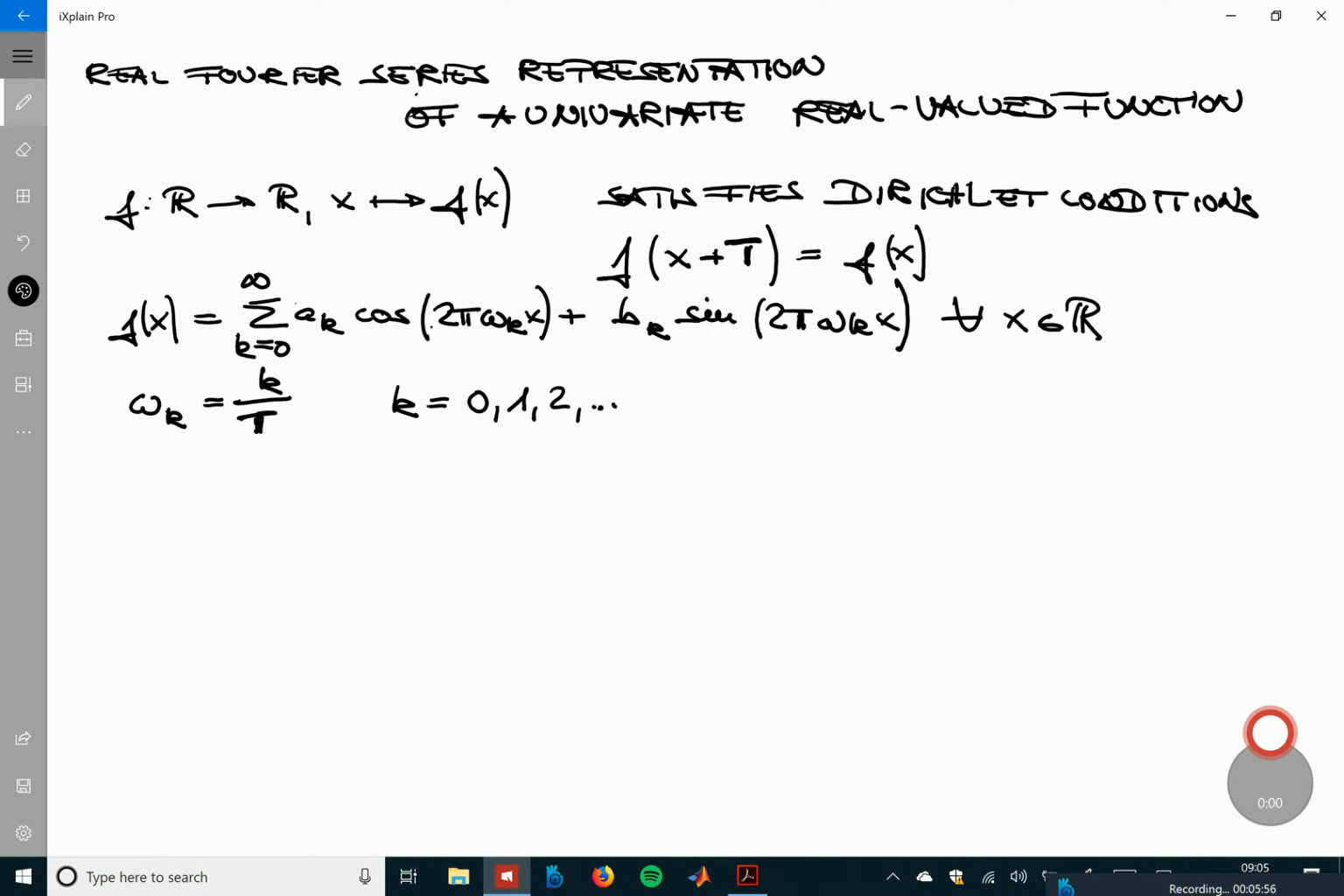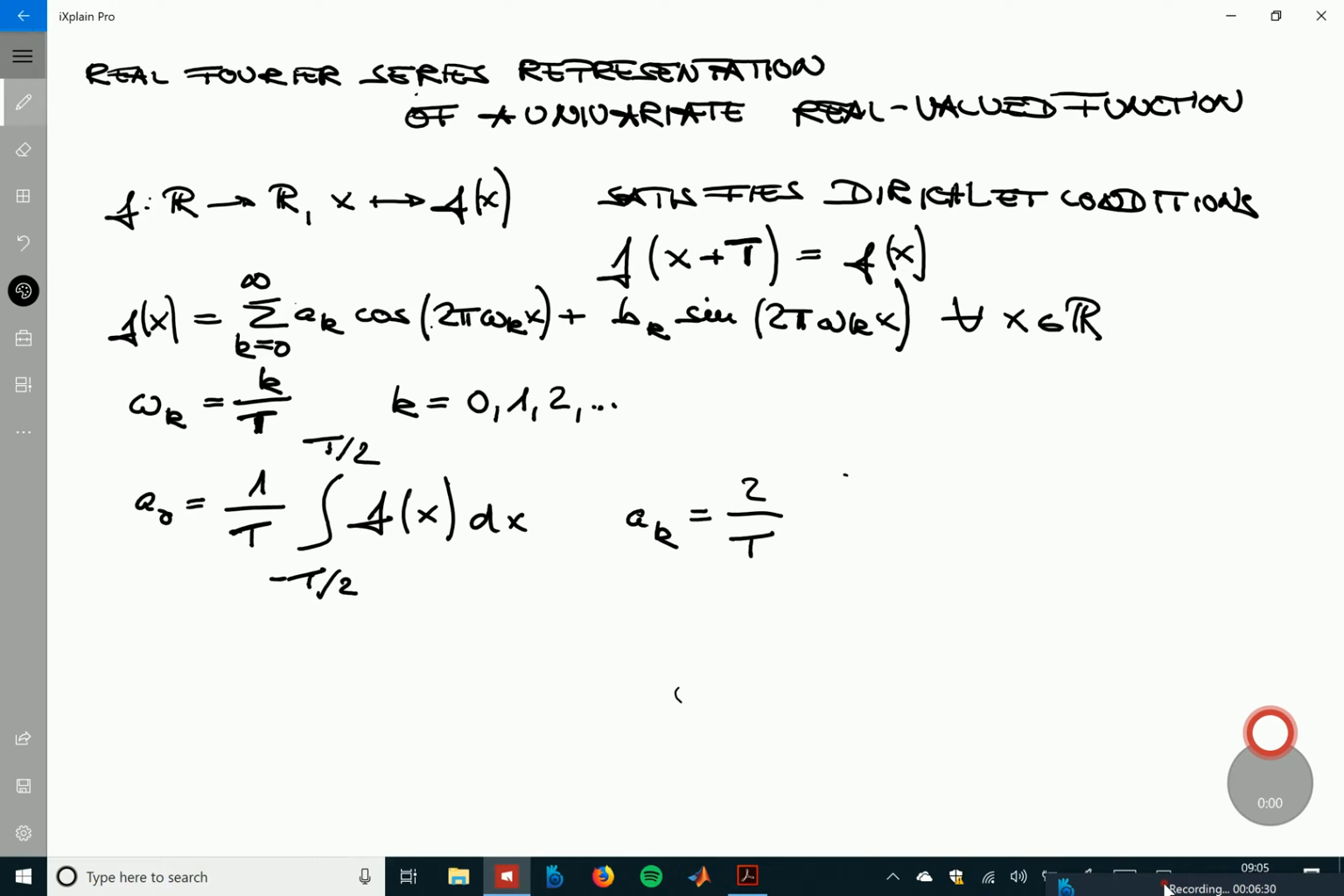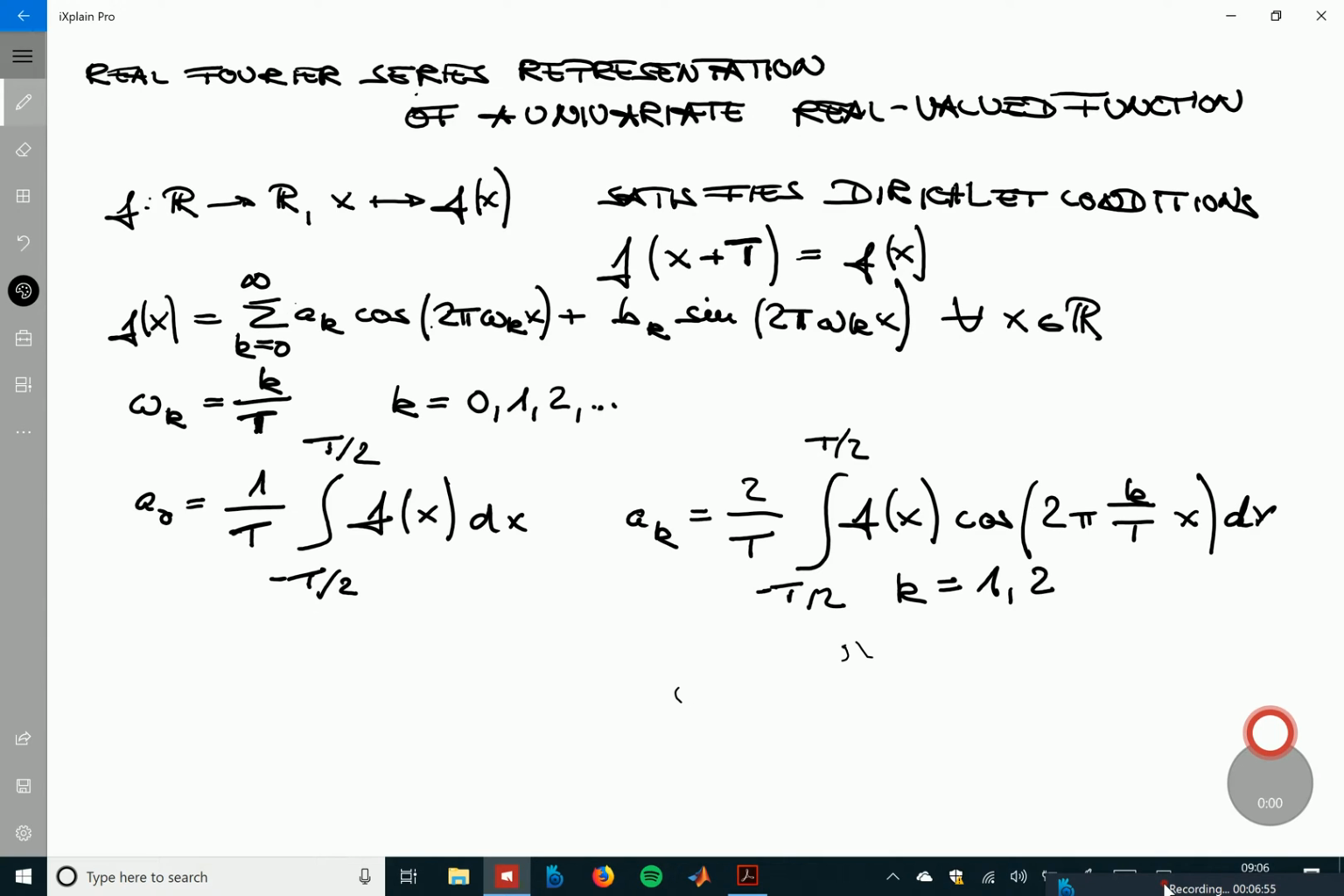The cosine coefficients are given by a0 equals 1 over T. So again, that's why I need this T. And then an integral, surprise, surprise, because that's why we talked about it, of the function f(x) over the interval from minus T/2 to T/2. And so that's only a0. The remaining ones, for k equals 1, 2, 3, and so on, are given by these integrals: f(x) cos(2 pi k / T x) dx, and this now for k equals 1, 2, 3, and so on.